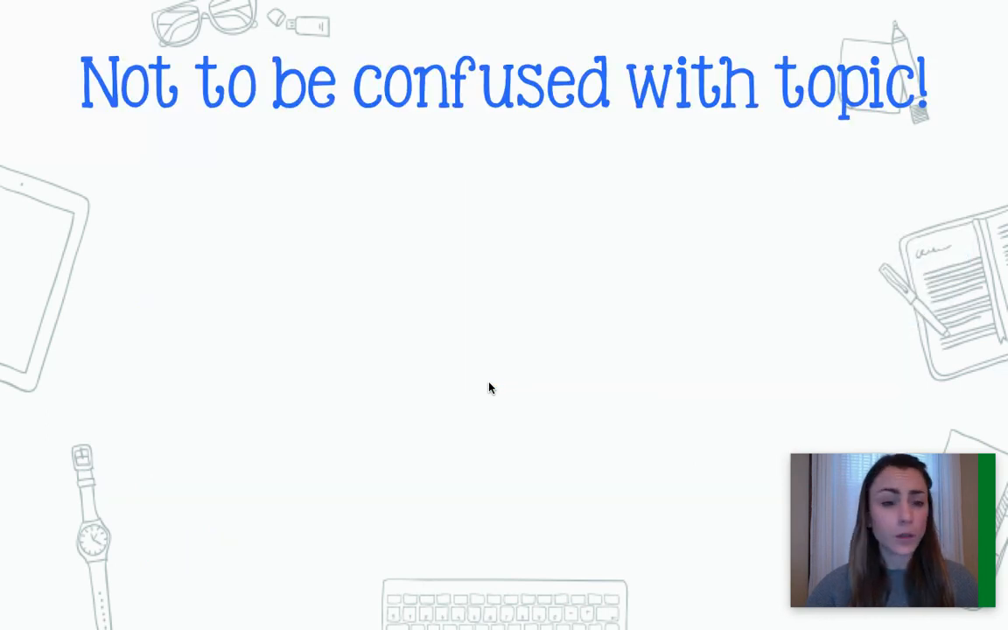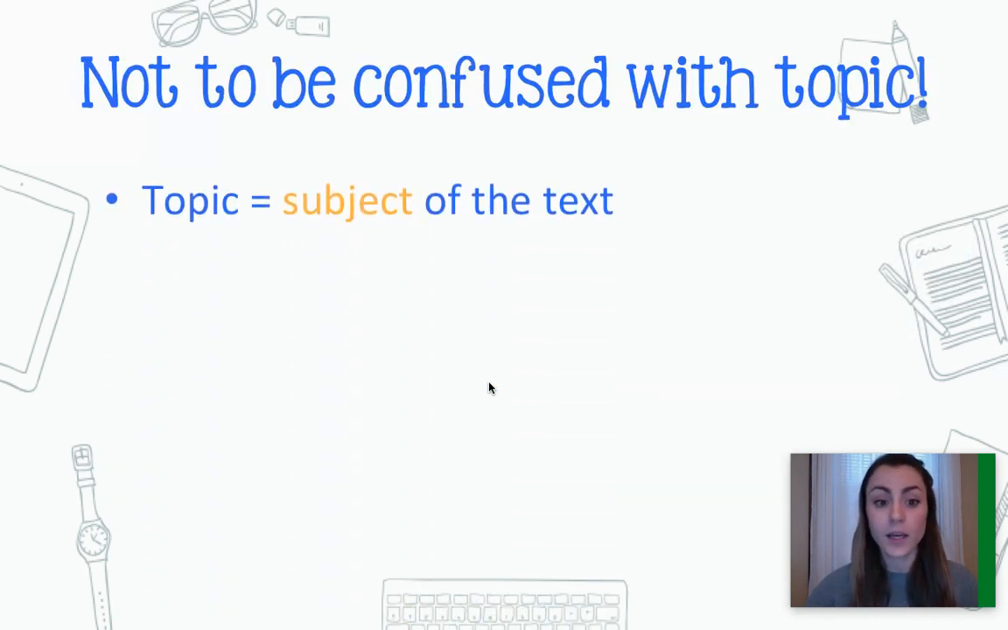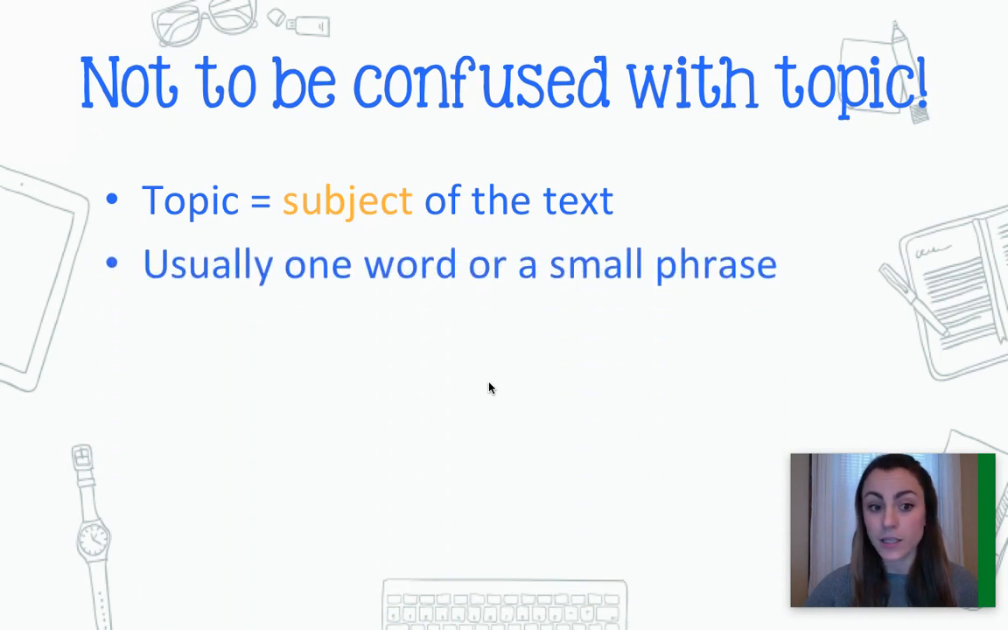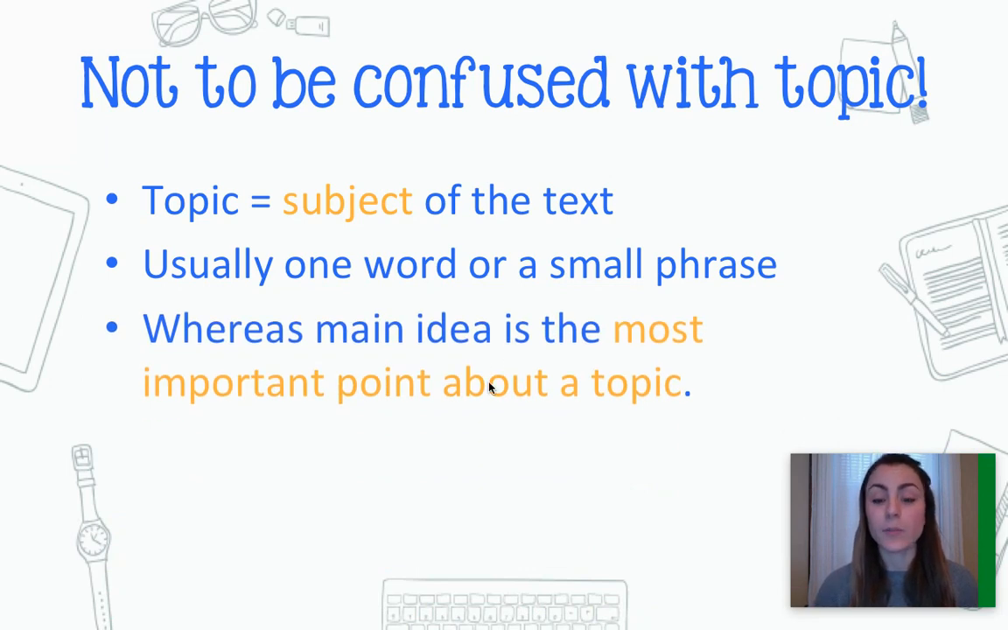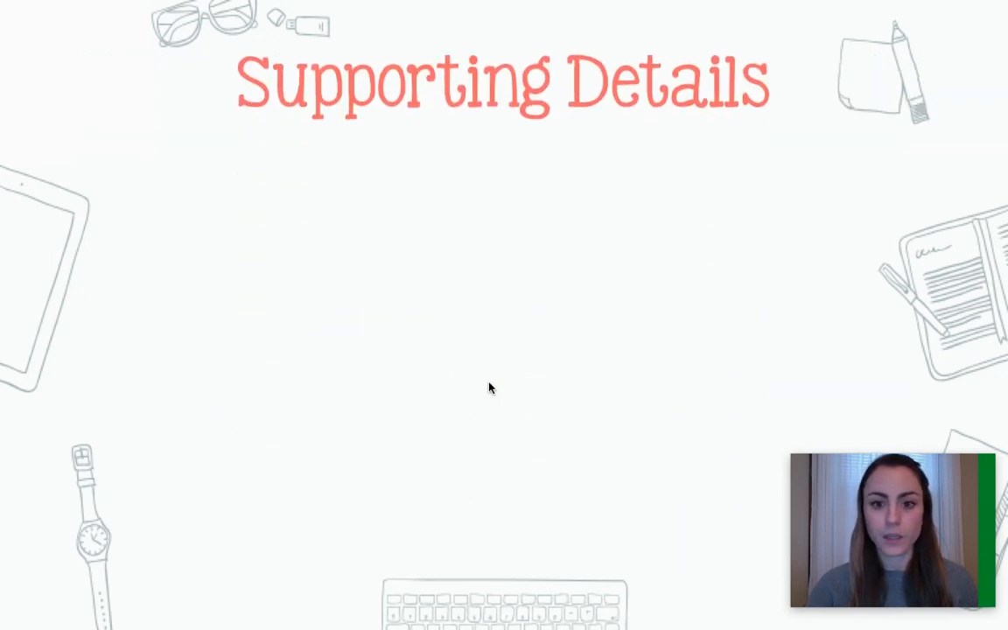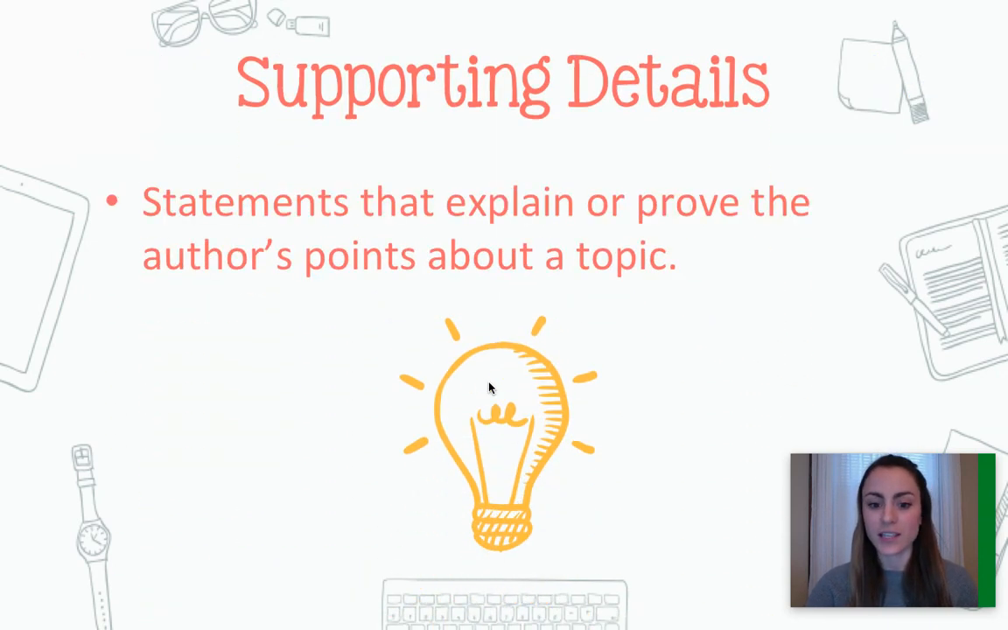Now, this is not to be confused with topic. Topic is the subject of the text, and it's usually one word or a small phrase, whereas the main idea is the most important point about that topic. So you can't find the main idea without the topic, but the topic is not the whole main idea. It's just a portion. And supporting details do just as they read. They support the main idea. They are statements that explain or prove the author's points about a topic. And if you cannot find supporting details that support your claim of the main idea, then you have the wrong claim.